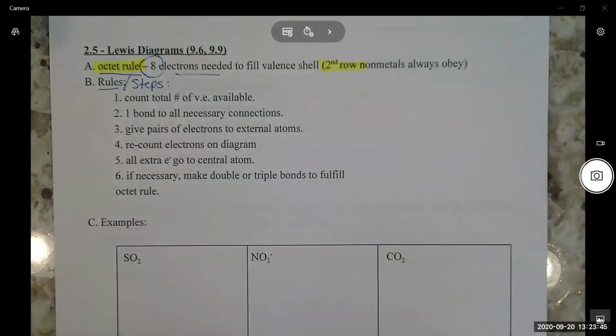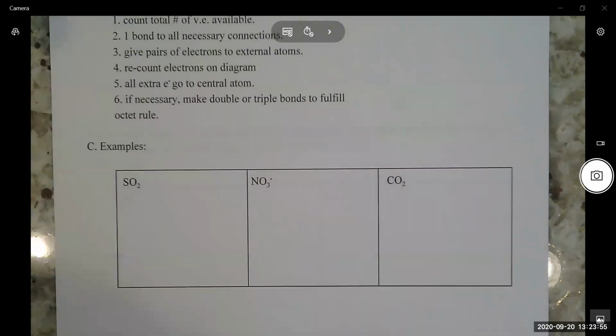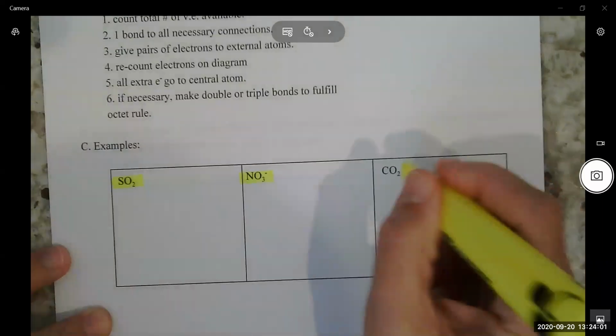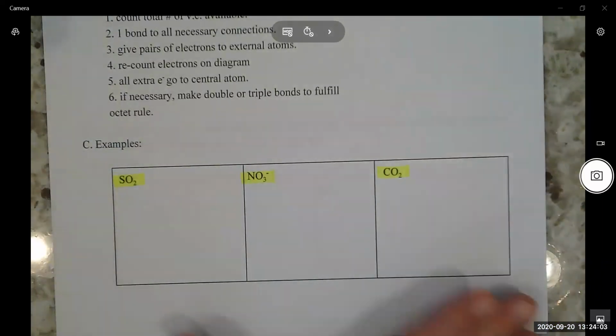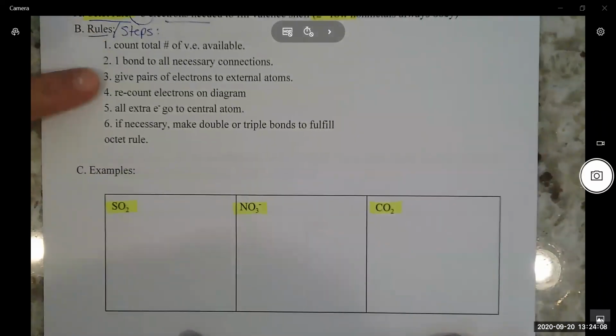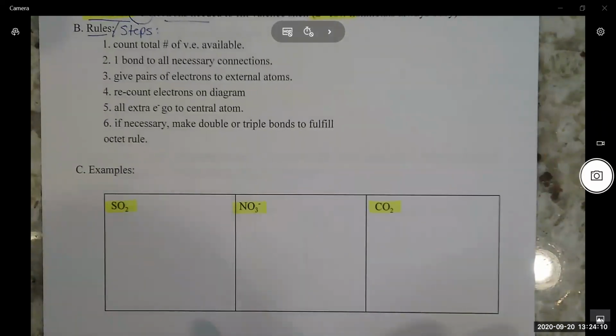If you don't have a periodic table, go ahead and get one out so that you can use it to figure out valence electrons for different elements. I'm going to go through 3 examples with you: SO2, NO3 minus, that's nitrate, and then carbon dioxide. I'm going to draw these following the different steps and review those with you. Okay, so for step number 1, let's start with SO2.